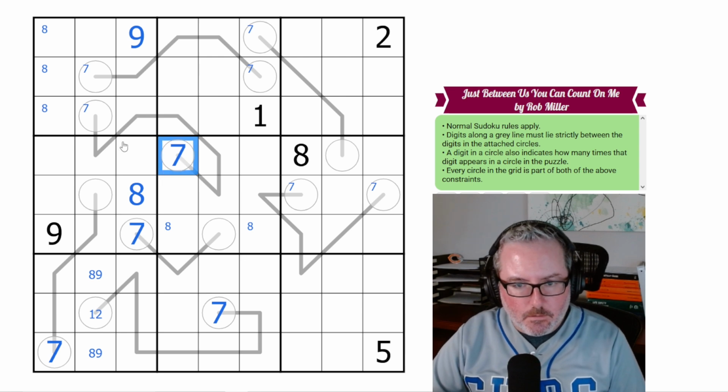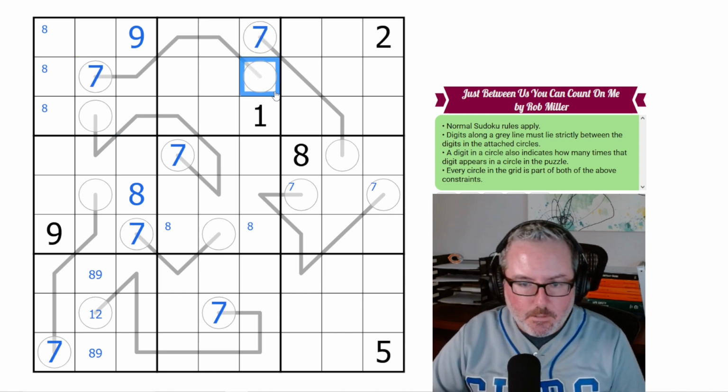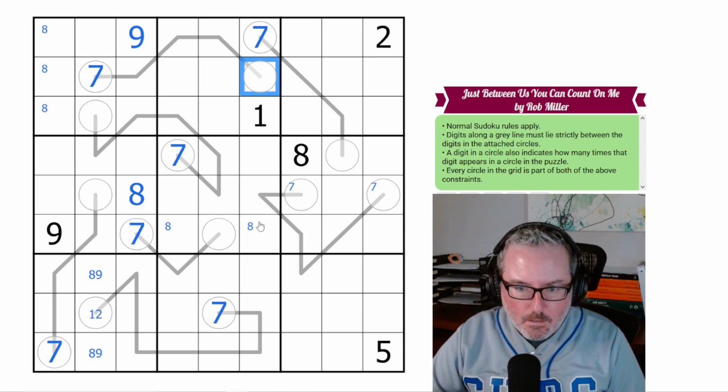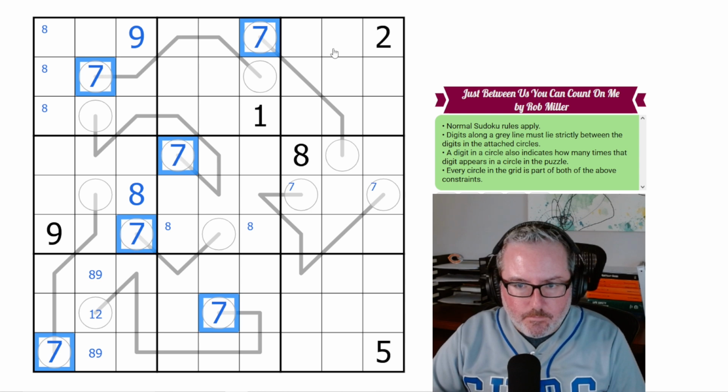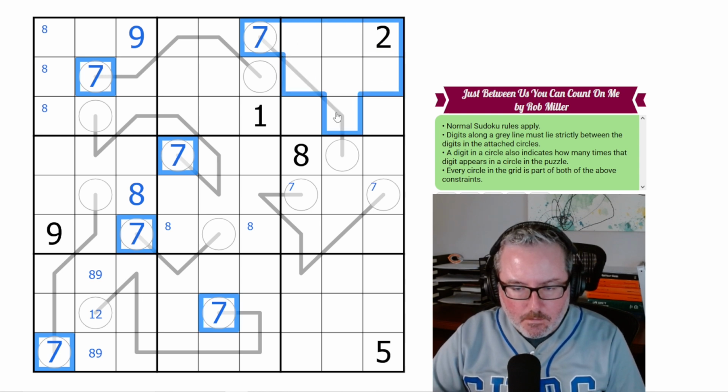Oh, let's look at this one. Sorry, I just noticed this. This can't be a 7 because that's a 7. So let's get rid of our 7 here and put our 7 here and here. And we can get rid of some of this other stuff. I can't rule which one of these is a 7, but we've got a lot of 7s. Can we say anything else about them?